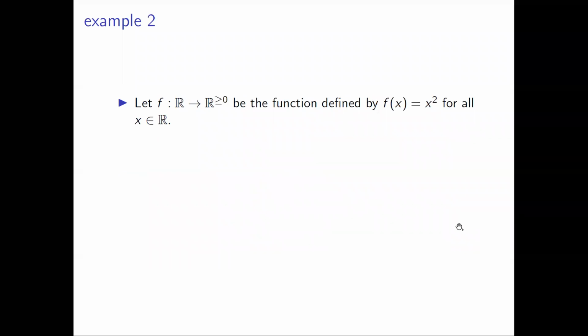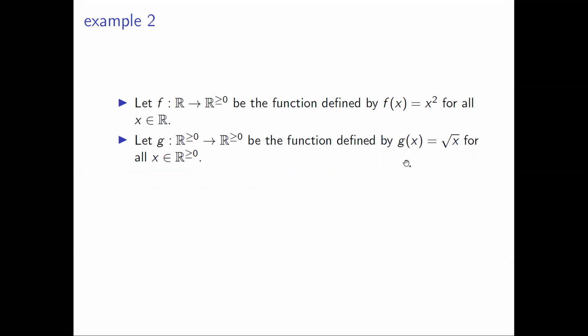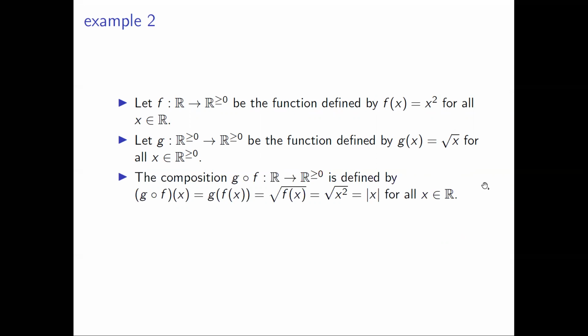Consider this function f from the reals to the non-negative reals, which is defined by f of x equals x squared. And consider the function g from the non-negative reals to the non-negative reals, which is defined by g of x equals square root of x. We can do the composition g of f, and this is written g of f of x, which equals, using the definition of g of x equals square root of x, we plug in f of x, so we get square root of f of x. And the square root of f of x, using the definition of f of x, is the square root of x squared. And the square root of x squared, we saw this previously, is equal to the absolute value of x.